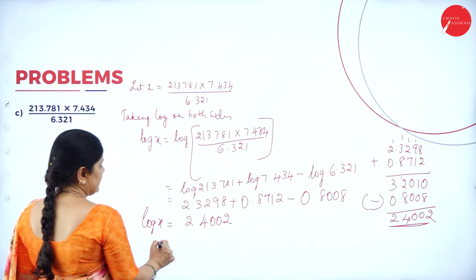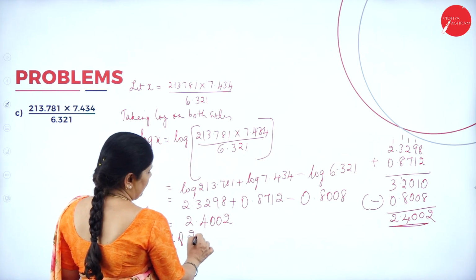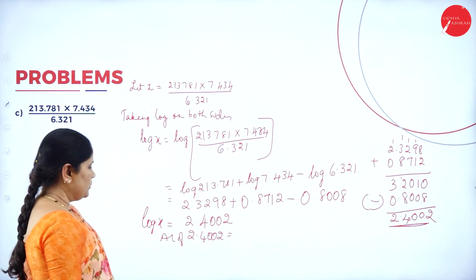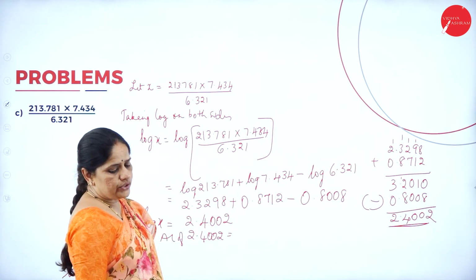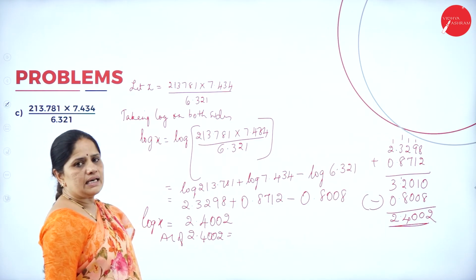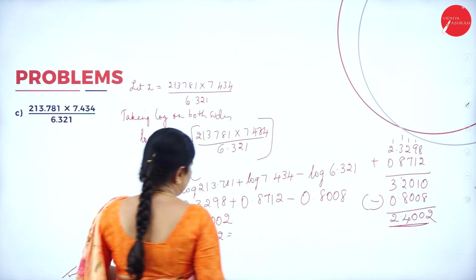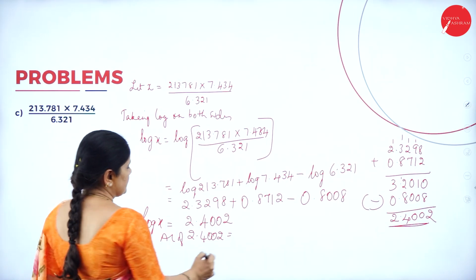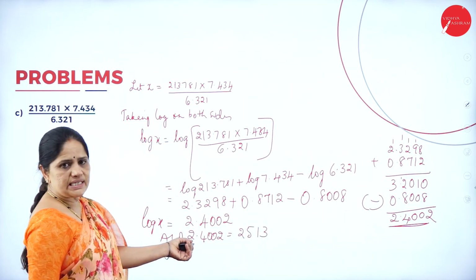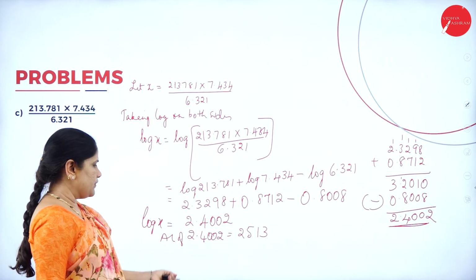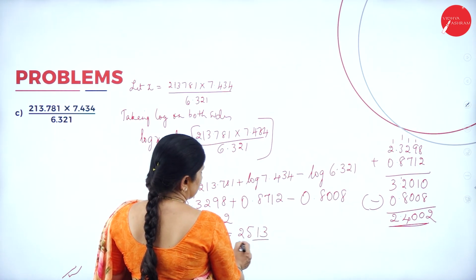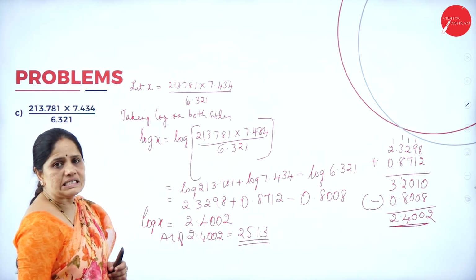So, log x equals 2.4002. Now, anti-log of 2.4002. So, anti-log of this, you find out the value 0.4002. So, when we find the anti-log of 4002, I get the answer is 251. So, 2.4002, the anti-log of this is 2513. Now, you see the 2 is written here next to the decimal, left hand side of the decimal. So, 2 plus 1 is 3. So, after 3 digits, I put the decimal point. So, 251.3 is the answer.